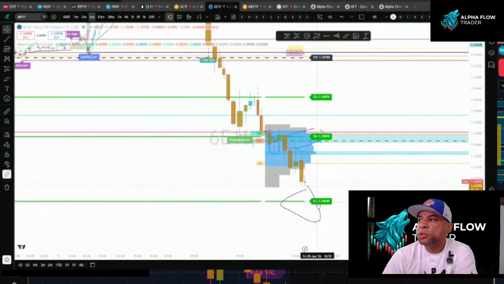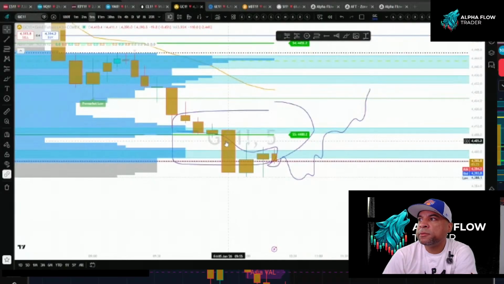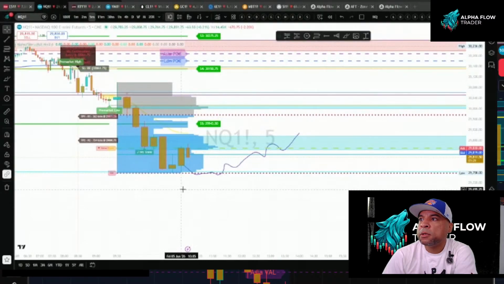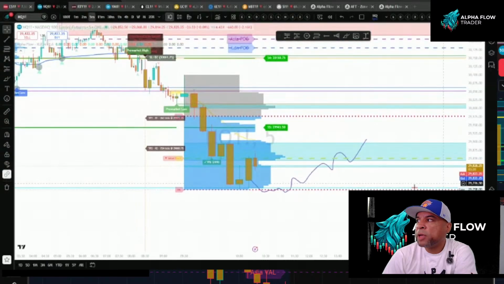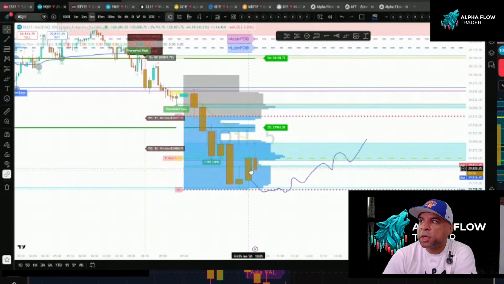Euros continuing to drift towards this S5 level. Go back to NQ. All right. We've got 3 minutes left on this NQ candle. It's currently bearish. However, if it does close bullish, it should signal us in.